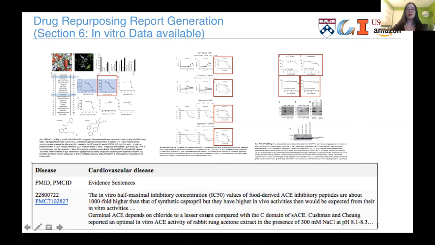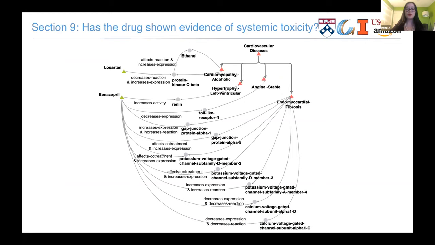So this is another example in a typical drug repurposing report. You need to show the side effect of this potential drug. And normally we don't see that evidence written in any sentence or any particular paper, because many of these drugs did not go through clinical trials.